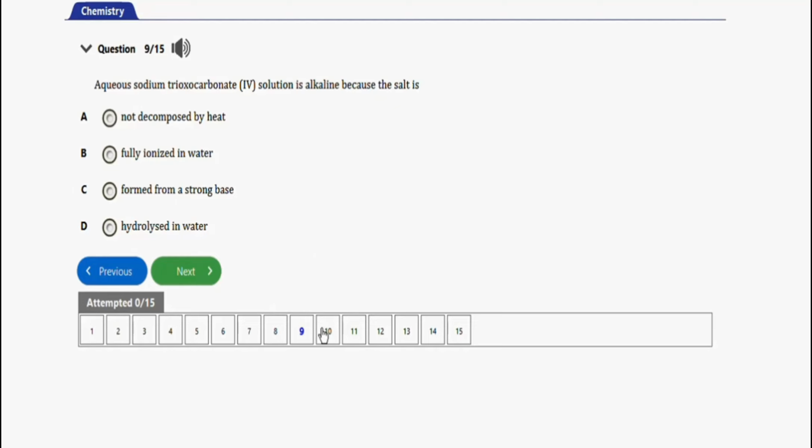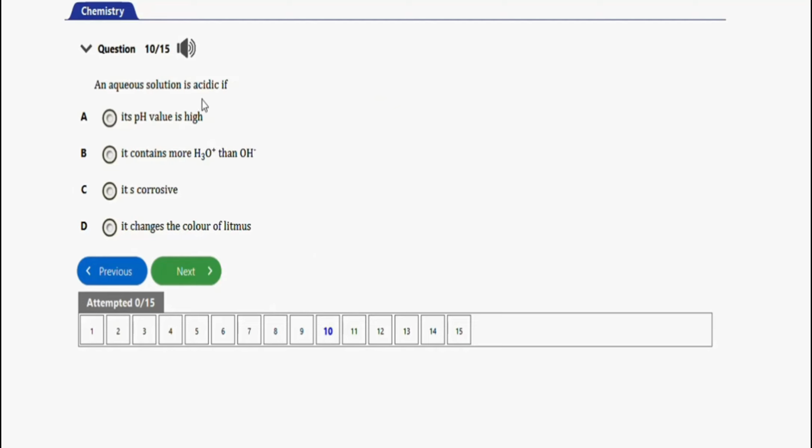Next question will be this one. It says an aqueous solution is acidic if its pH value is high. No. It contains more hydronium ion than hydroxyl ion. Yes, that's the right option. It is corrosive? No. It changes the color of litmus? No. So the right option is option B.